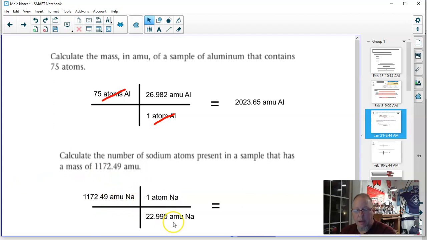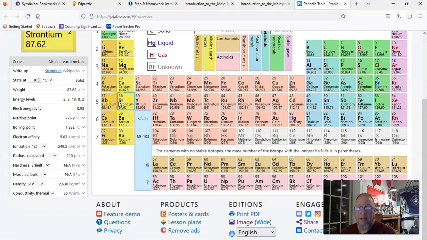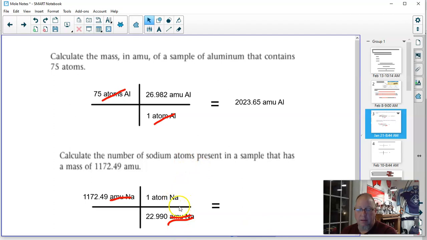And the reason that I would write AMUs in the bottom is so that the AMUs of sodium would cancel the AMUs of sodium, and what I'd be left with would be atoms of sodium. Where did I find that conversion factor? I went to my handy dandy periodic table. 22.99 is 1 atom of sodium in atomic mass units. If I take this number times 1 divided by 22.99, I do get 51 atoms of sodium.